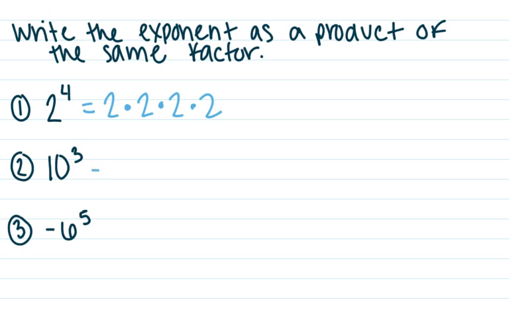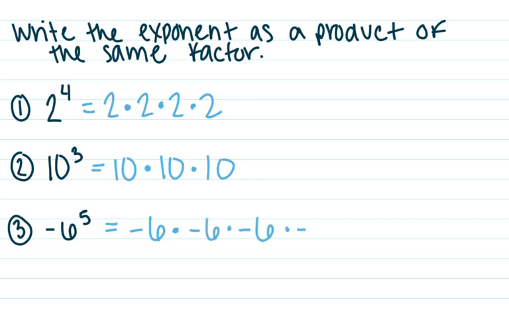Let's do the next one. This is 10 to the third power. So that base is 10 and it's being repeated 3 times. So I need 3 10s being multiplied together. You can have fractions, you have decimals, you can have negatives. So on number 3 here, we have negative 6 to the 5th power. So that's going to be that base of negative 6, and it is going to be multiplied 5 times. So I need 5 negative 6s all being multiplied times each other.